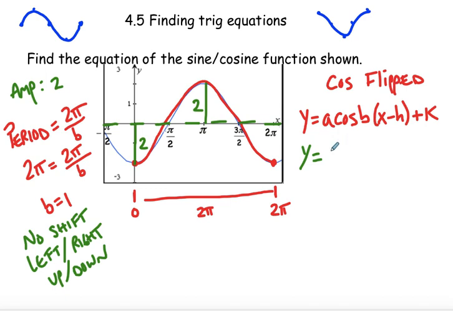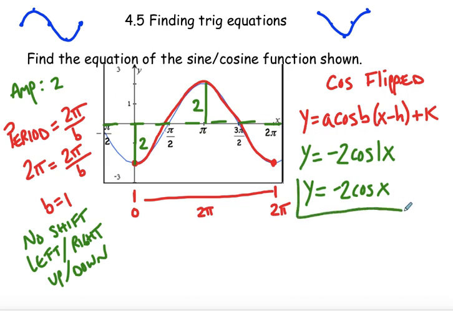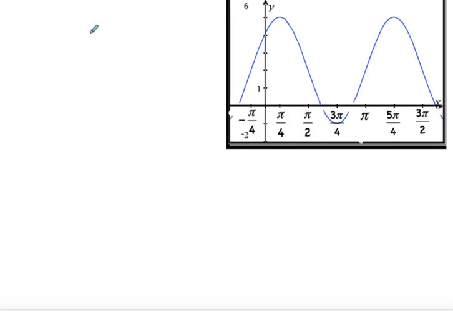But do remember we flipped it. So there's a negative sign. The amplitude is 2. Our function was cosine. The b value was 1. There's no h or k, so we just have an x. And if you don't want to write that 1 right there, you could just say negative 2 cosine of x. And that could be an equation that fits our picture. Okay? Let's go to the next one.